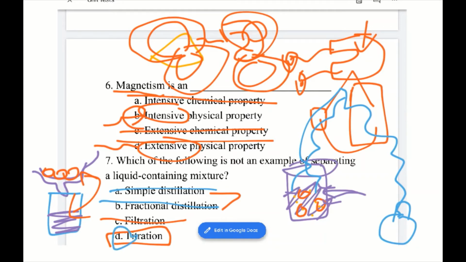So a good trick to doing multiple choice test is to cross out every other answer that is wrong and leaving yourself with one answer that is most likely correct, even though you don't know what it means. So let's move on to number 8.